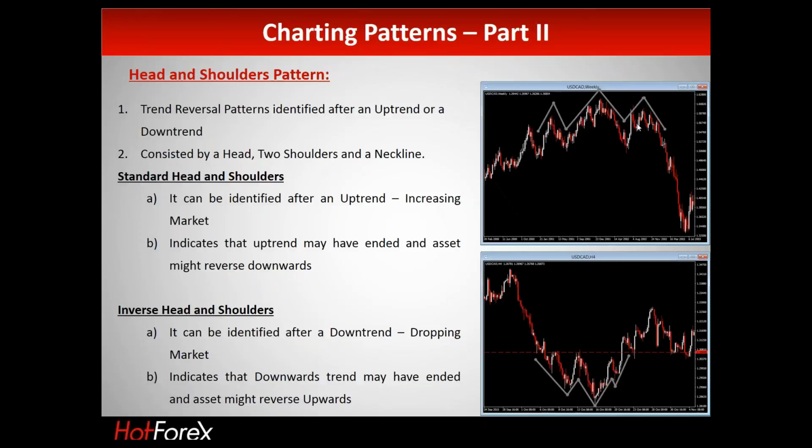So the shoulders should be lower. The highs in the two shoulders, left and right, should be lower than the head. For the standard head and shoulders, which is the first example, it can be identified after an uptrend. After an increase in the market, so after our price is getting upwards and upwards, it indicates that once our uptrend has run out of steam, it will probably go downwards. You can see it very clearly in this Aussie cat example, the weekly one.